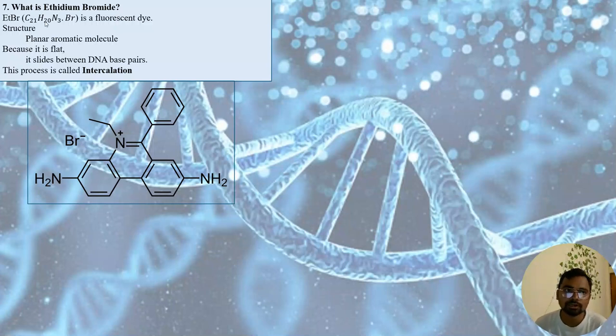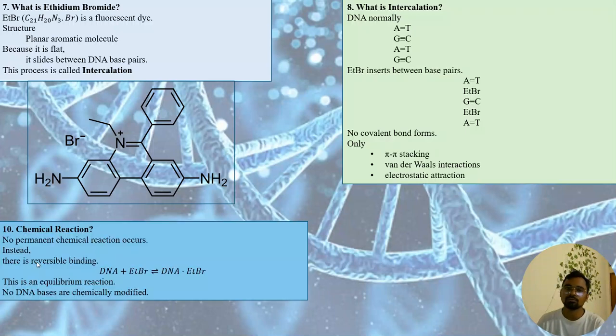So why are we using Ethidium bromide? It is the stain. Its chemical formula is C21H20N3Br, and it is a fluorescent dye. Its structure is a planar aromatic molecule that slides between the DNA base pairs, called intercalation. It intercalates between AT and GC base pairs, so it easily gives fluorescence.